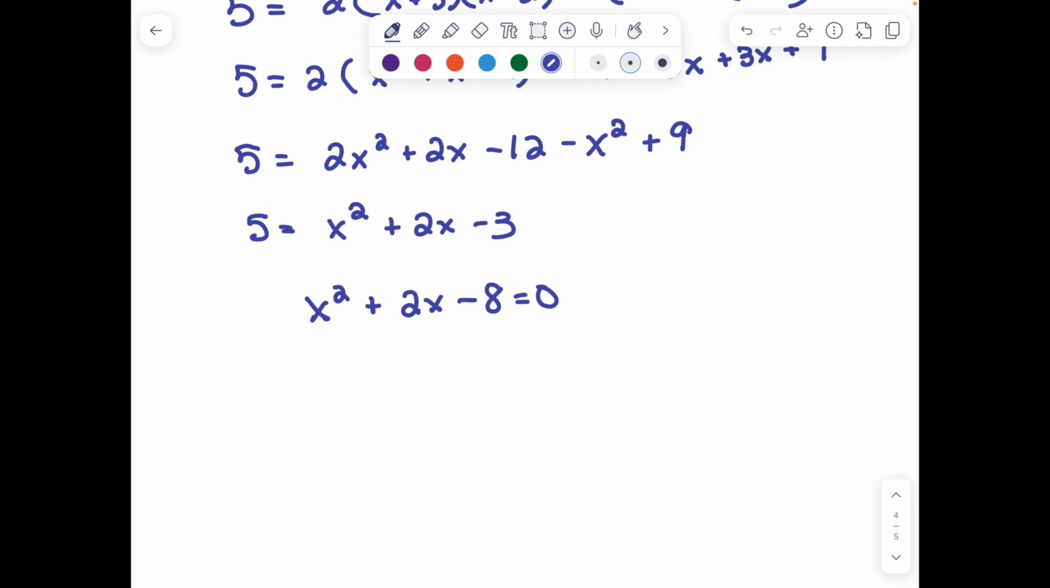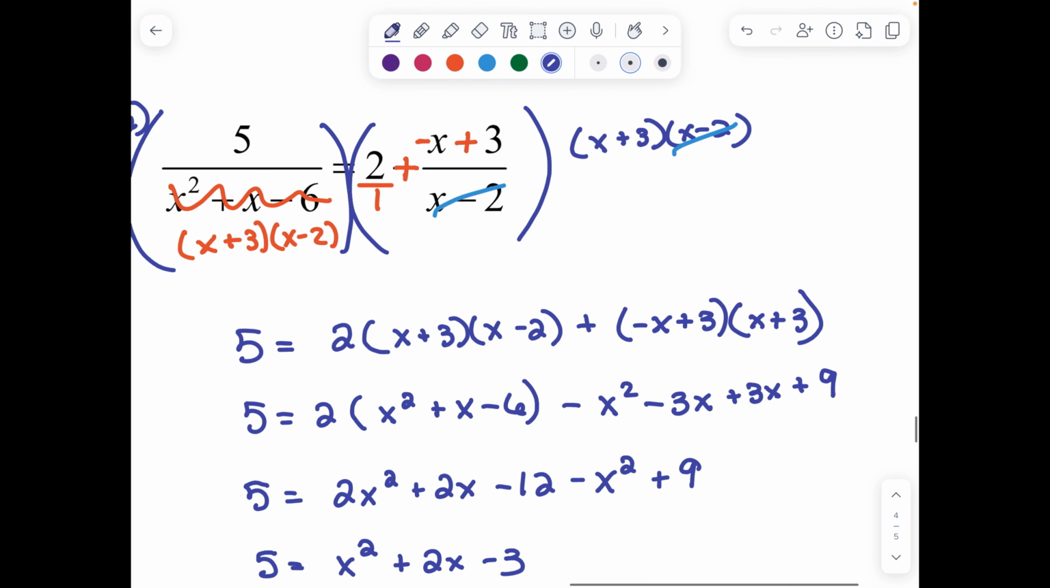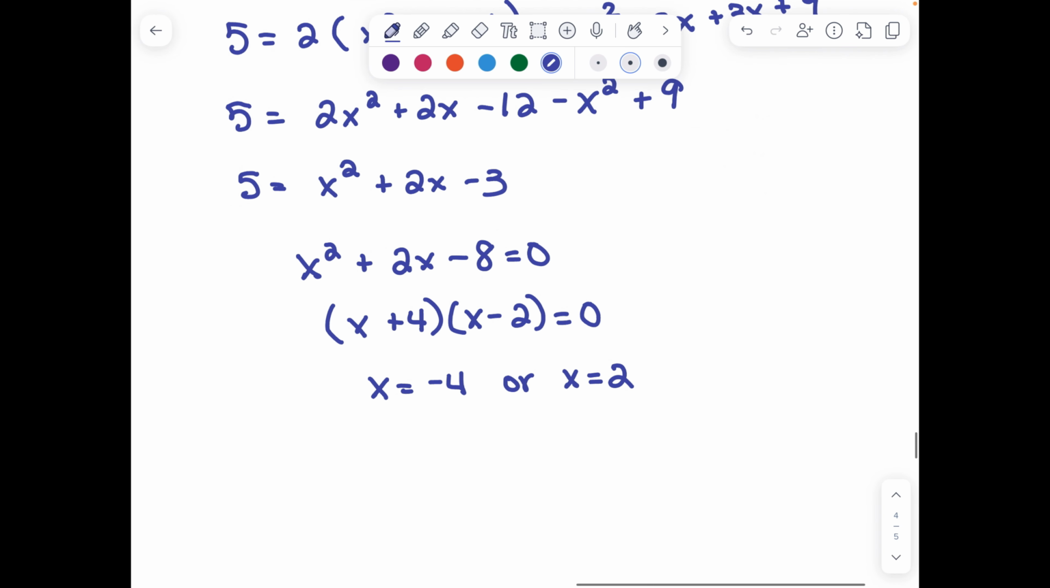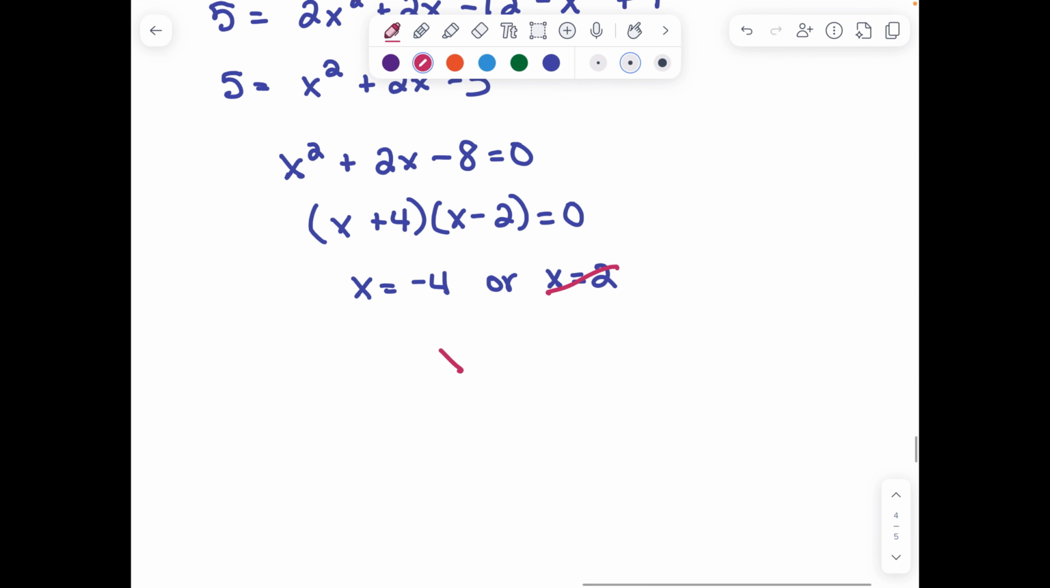I'm going to go ahead and factor this into x plus 4 times x minus 2 equals 0. So this tells me that x equals negative 4 or x equals 2. Again, let's go ahead and check to see if any of these would be extraneous solutions. And x equals 2 definitely would be because of the x minus 2 there. So that is not a solution. So our only solution is x equals negative 4.